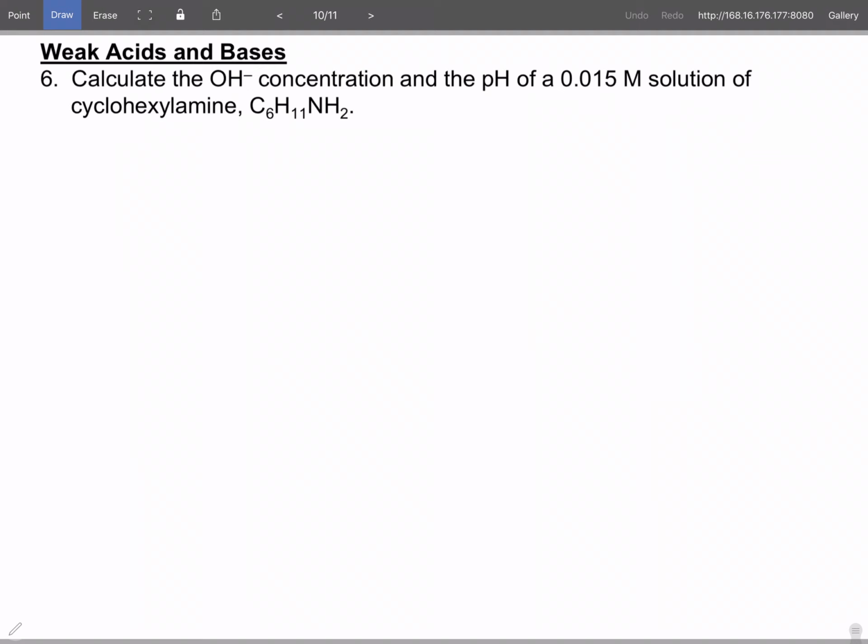All right, so we've done weak acids. Now let's do weak bases. Now weak bases have one extra step. You're going to solve for the OH minus concentration, which means you're going to end up with the pOH, which means you have to do 14 minus the pOH to get the pH.